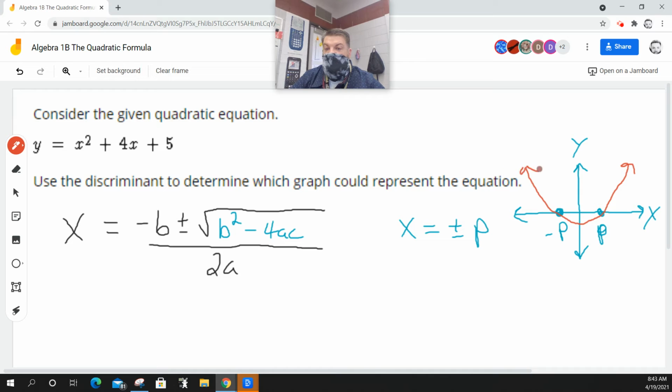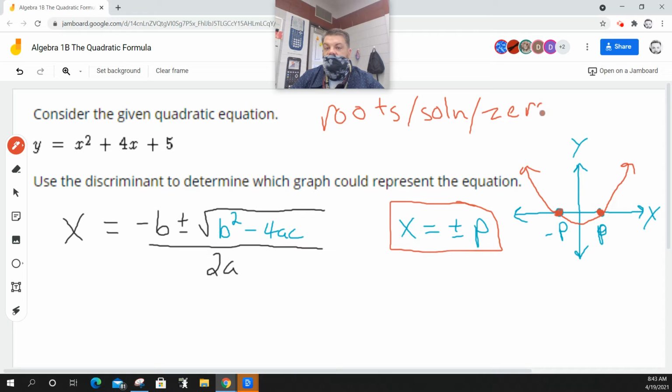And depending on the graph, that means that my quadratic equation will cross through. Remember, it's shaped like a parabola. It's U-shaped. Those two points are the solutions. So remember that the roots are the same as the solutions, and we also call them the zeros, right? Quadratics.